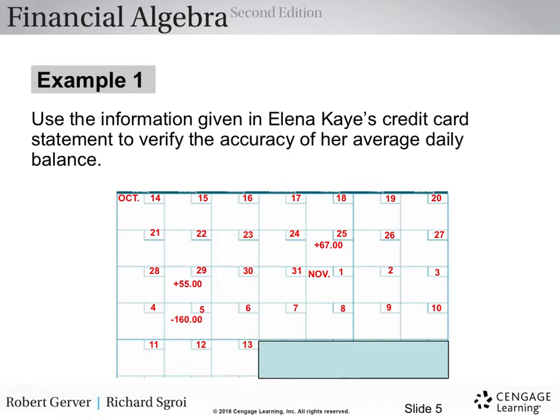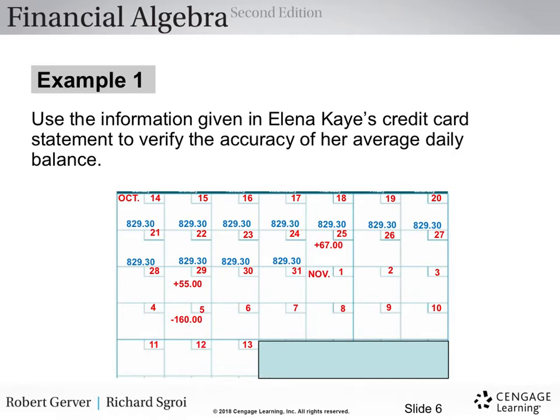So the next thing we're going to do is add any activity that happened during this billing cycle, purchases or payments. And notice on the 25th of October, she made a purchase of $67, so we put that as a plus 67. On the 29th, she made another purchase of $55, so again, we say plus 55 on the 29th. And then on November 5th, she made a payment of $160. Since this was a payment, we mark it as minus 160.